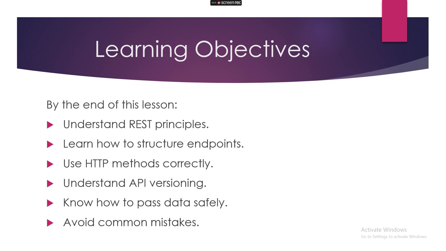So the learning objective: by the end of this course you should understand REST API principles. You should learn how to structure endpoints, use HTTP methods correctly, that is understand what HTTP methods are there, understand API versioning and why it's important to version, and know how to pass data safely. We're going to look at different ways to pass data to your APIs and avoid common mistakes.